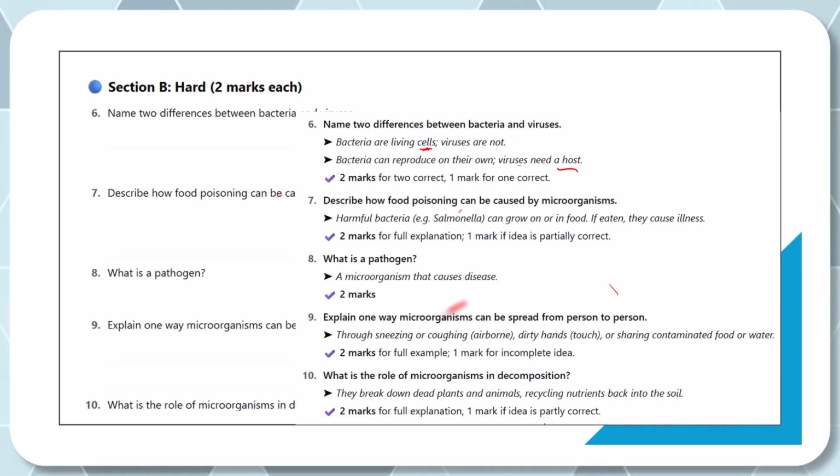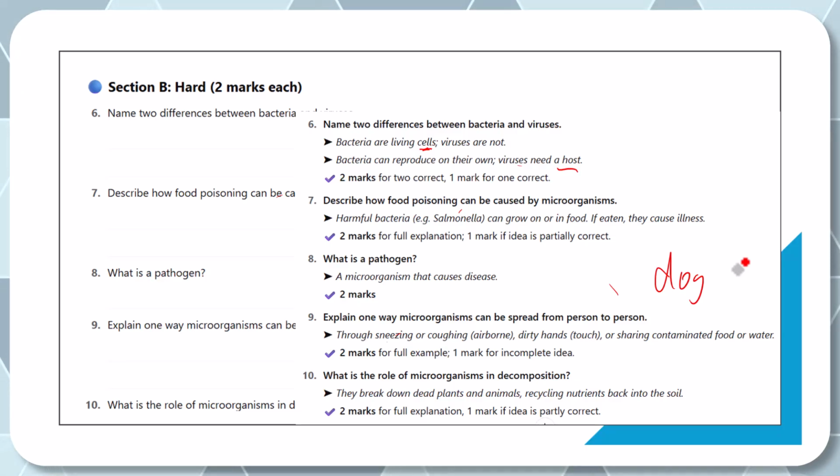Okay. Question 10, what is the role of microorganisms in decomposition? They break down dead plants and animals, they make them rot. And this is good because then you can recycle nutrients back into the soil. Let's say, for example, I've got a dog that is dead, and you bury this dog in the soil, after some time the dog is going to rot. And why that is good is because the atoms and the nutrients that the dog has in its body are released back into the soil. And this can then be used by other organisms to grow, like maybe plants and stuff like that. Okay?